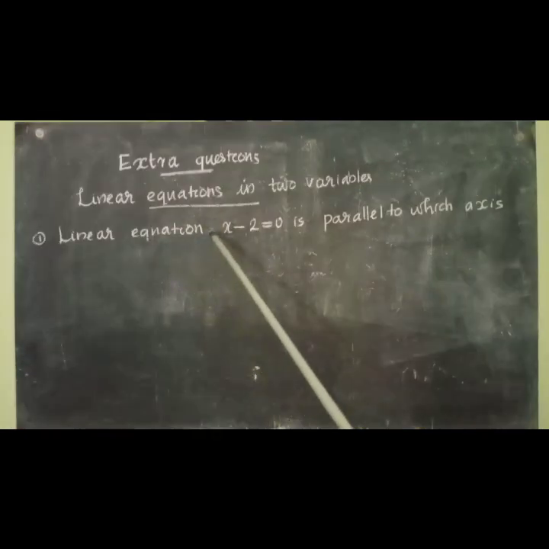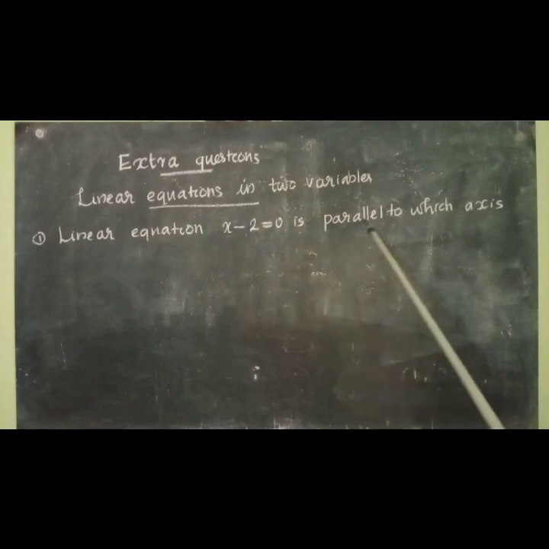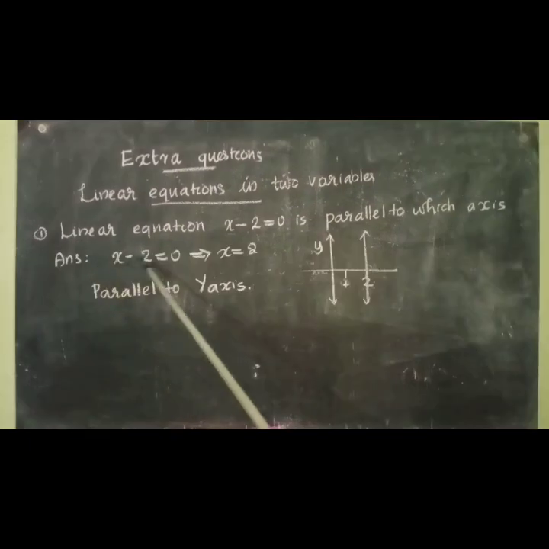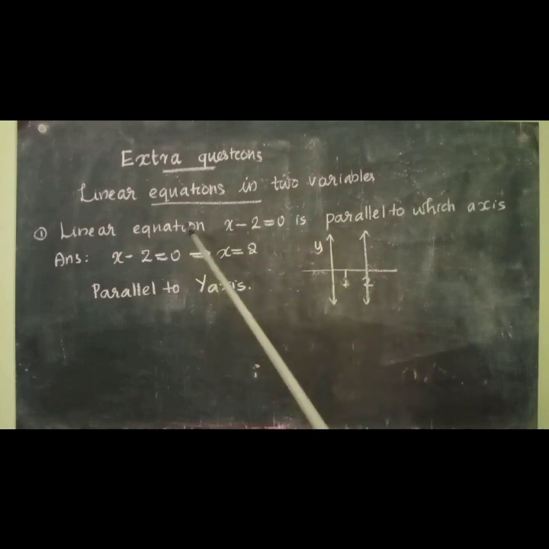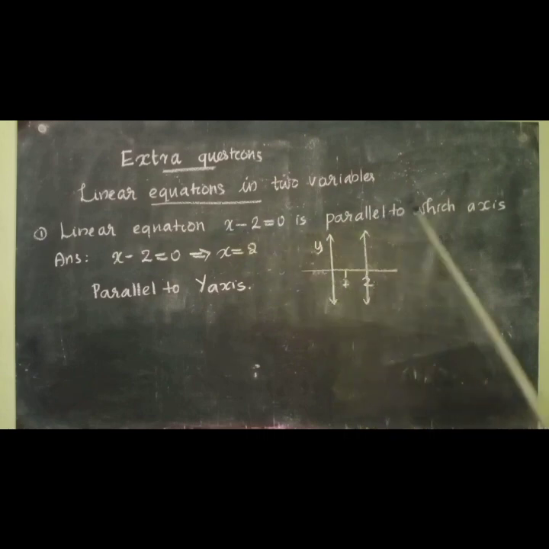First question, the linear equation x minus 2 equal to 0 is parallel to which axis? X minus 2 equal to 0 implies x equal to 2. In the last part we have discussed how to draw the graph of x equal to 2. It is a line parallel to the y-axis. So, the linear equation x minus 2 equal to 0 is parallel to the y-axis. If here it is y equal to 2, the answer is it is parallel to the x-axis.